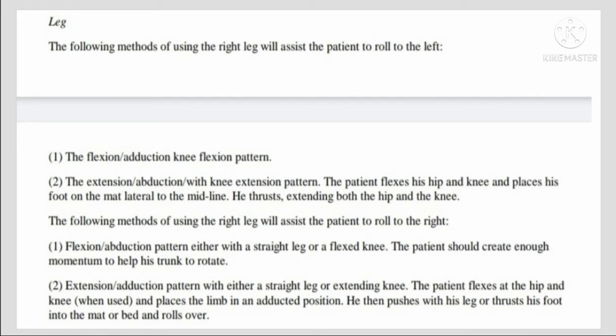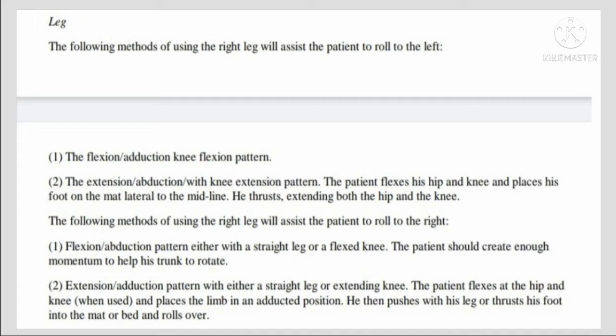Leg. The following method of using right leg will assist the patient to roll to the left. The flexion adduction knee flexion pattern. The extension abduction with knee extension pattern. The patient flexes his hip and knee and places his foot on the mat lateral to the midline. He thrusts extending both the hip and the knee.